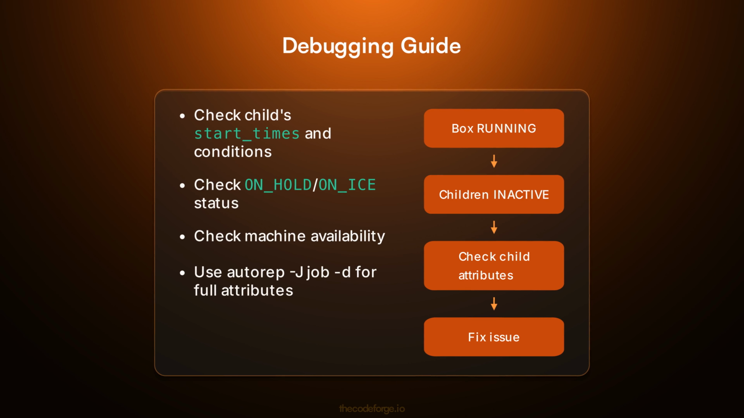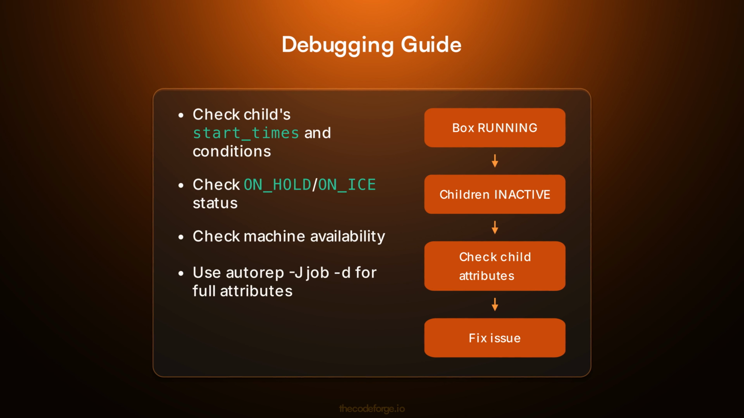When debugging box issues, always start with the children. Use autorep -j child -d to see date conditions and start times. Check autostatus for hold status. Verify machine status with autorep -m.